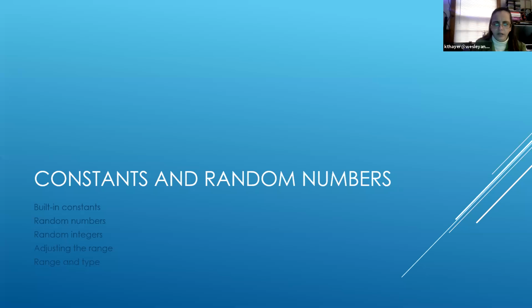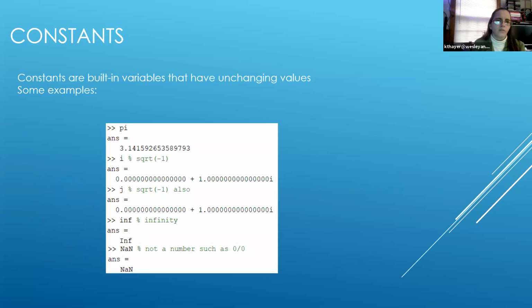MATLAB also has a variety of constants and the ability to generate random numbers. For example, constants are built-in variables that have unchanging values. You're probably familiar with some, such as pi. So pi is already programmed in and stored out to, it looks like, 15 decimal places here. So you don't need to type it in yourself, and you can refer to pi as a variable.